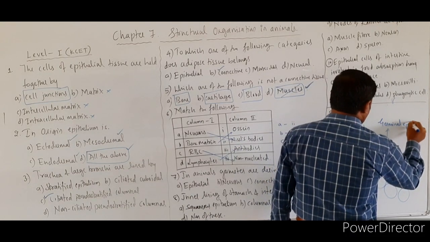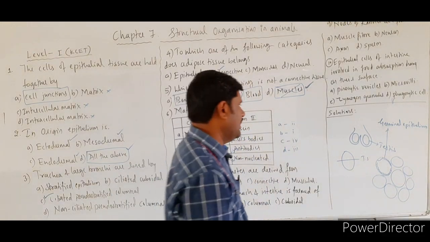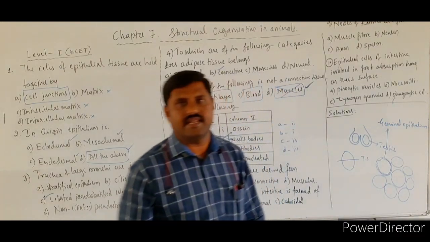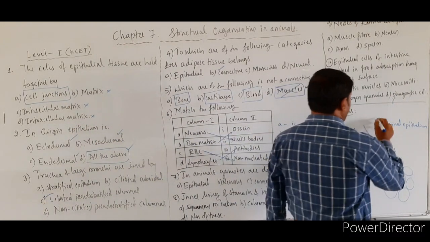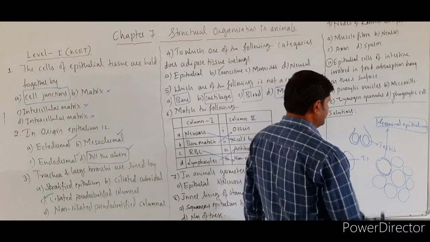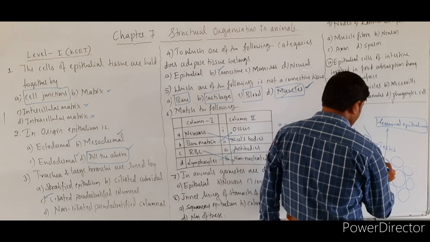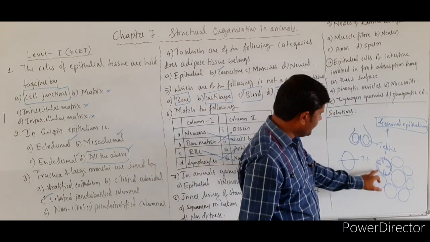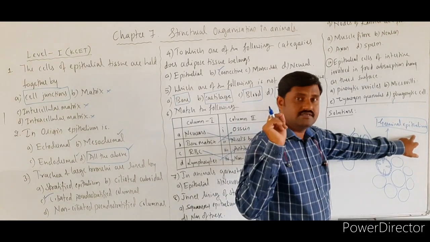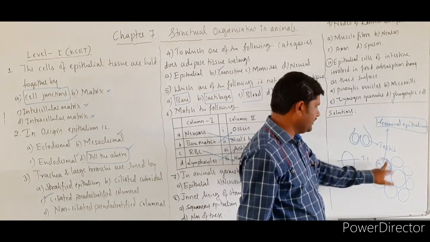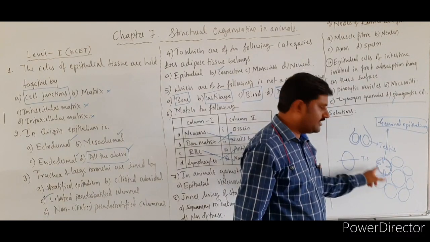germinal epithelium. That germinal epithelium makes the lining around the seminiferous tubules, right? A germinal epithelium is one kind of epithelium which is responsible for the formation of germ cells, or the gametes. So in each seminiferous tubule, the germinal epithelium lines the tubule.